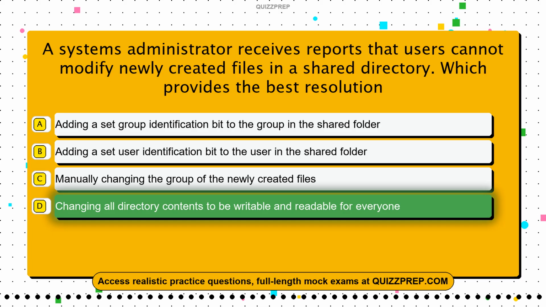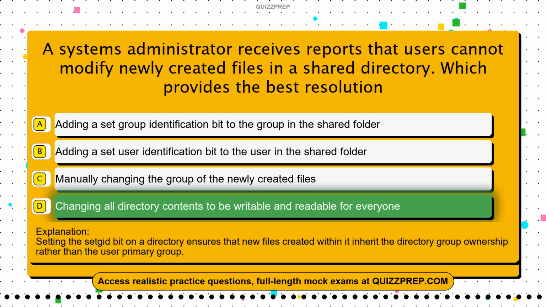The correct answer is option D, changing all directory contents to be writable and readable for everyone. Setting the set gid bit on a directory ensures that new files created within it inherit the directory group ownership rather than the user primary group.